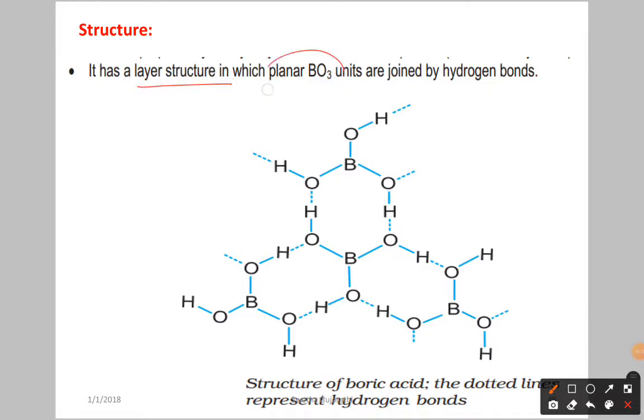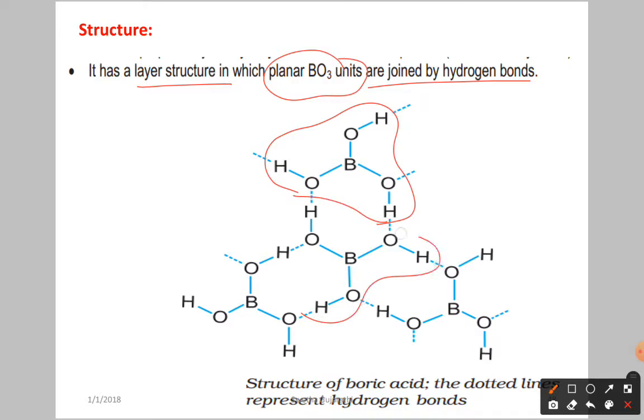Now if you see the structure, it has a layer structure in which planar BO3 units are joined together by hydrogen bonds. What is the meaning of this? For example, this is one molecule of boric acid, and next, this is a second one. Here you can see the BO3 moiety, which is planar, present on one plane.